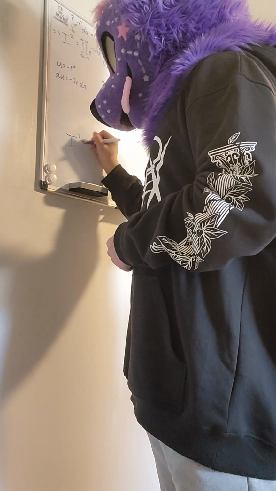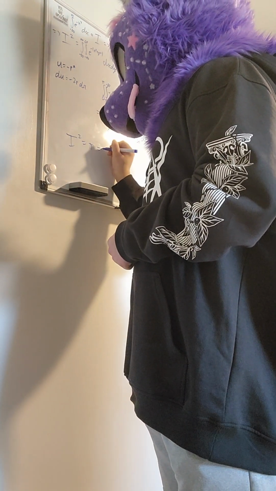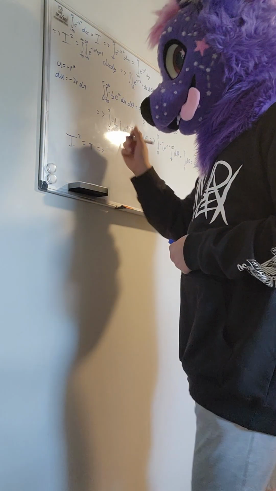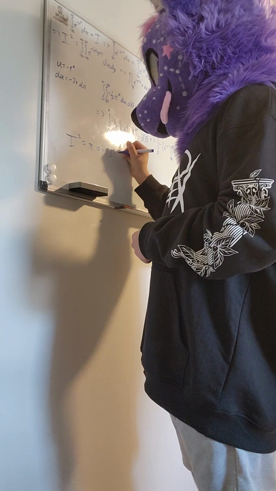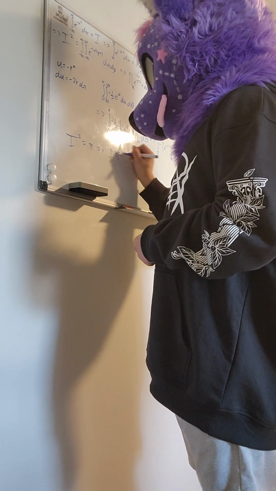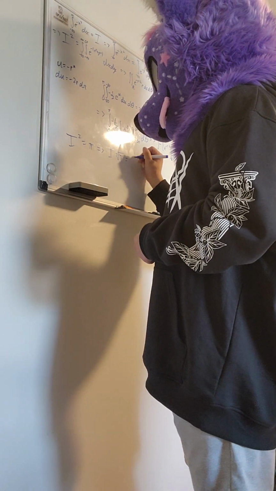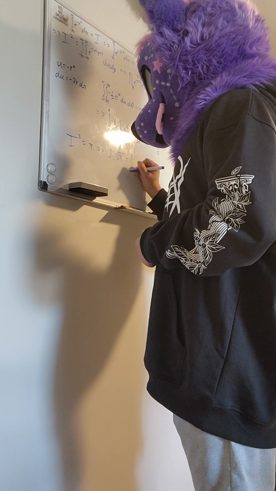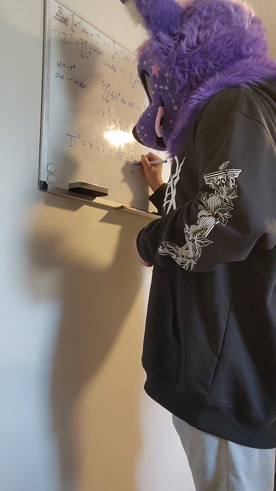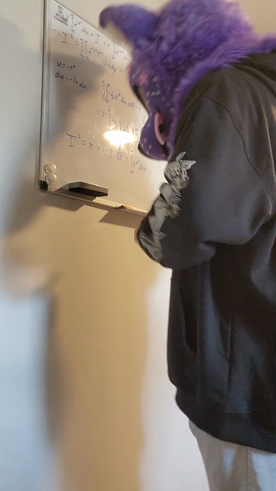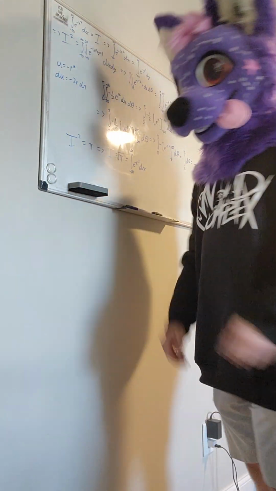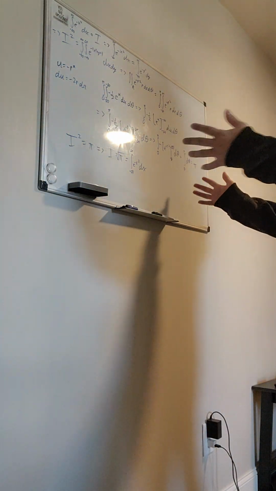Remember, we want I, not I squared. So we're going to take the principal root, which is basically just saying the positive version of the root. And I is equal to the square root of pi, which is equal to the integral from negative infinity to infinity of e to the negative x squared dx. And that is the Gaussian integral.